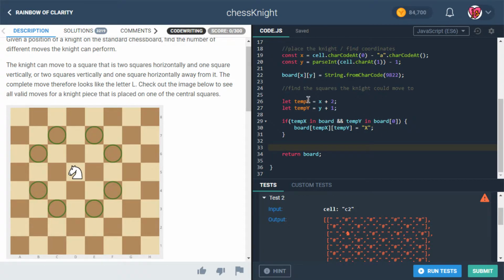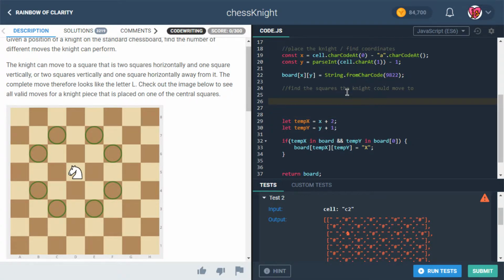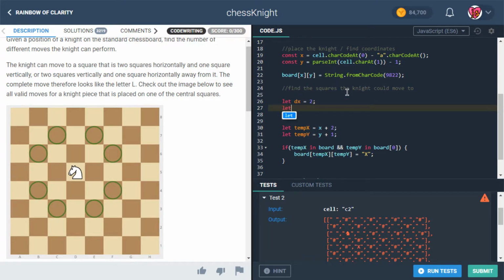Here, let me do it this way. I could say let dx be assigned the value of 2, let dy be assigned the value of 1, and then we'll do plus dx over here and plus dy. The d is just for delta, change in x, change in y. Now if we think about this, dx could be 2 and dy could be 1, or we could flip those where dx is 1, dy is 2.